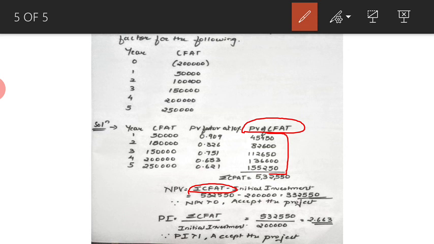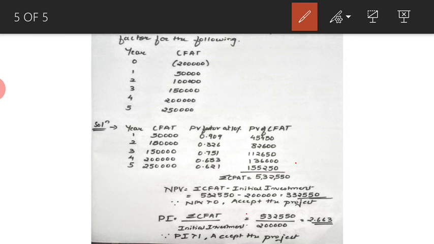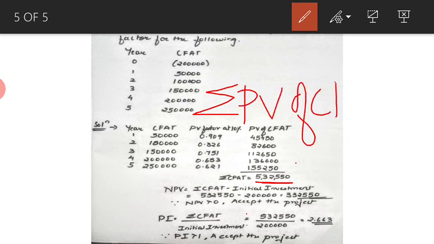It is just the addition of all these. Okay, so 45,450 plus 82,600 plus 1,12,650 plus 1,36,600 plus 1,55,250 gives us 5,32,550. So 5,32,550 becomes your summation of present value of cash flows after tax. Okay, so summation of present value of cash flows after tax is 5,32,550 minus initial investment.